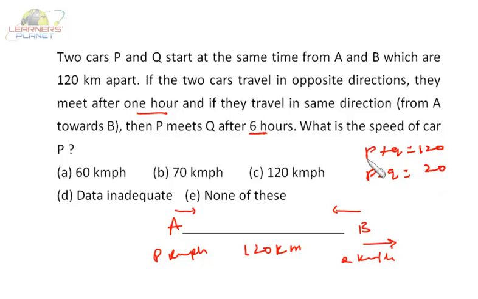Okay, so p plus q is 120, p minus q is 20, and we have to find out the speed of car P. That will be 120 plus 20, 140 by 2, that is 70 kilometer per hour. Friends, I'm sure you are clear. Just the simple concept of relative speed when two bodies are moving in the same direction and opposite direction. Okay.